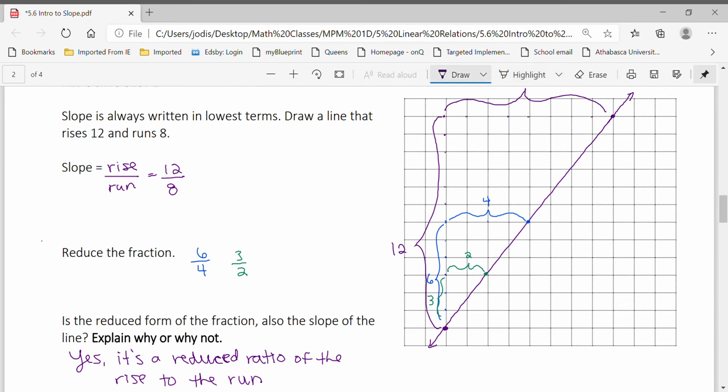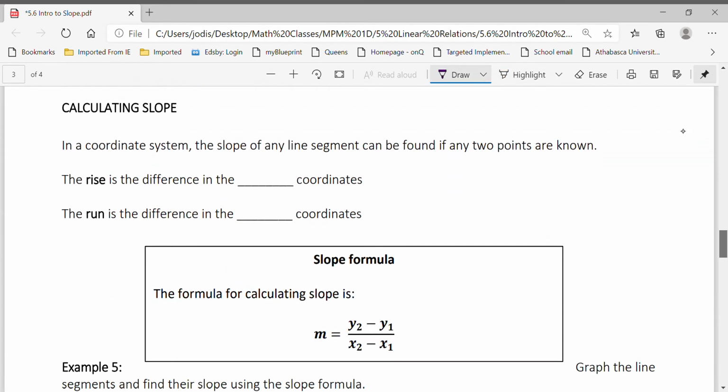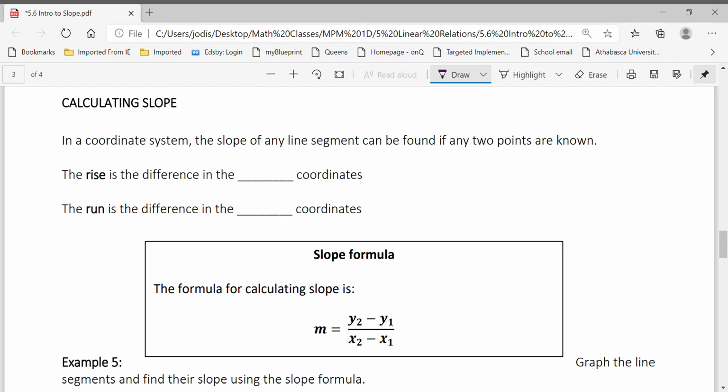Oh, there it goes. Okay, so how do we calculate slope? If we're just given a line, how do we find the slope from the line? If we're given the slope, we could draw a line, but how do we do it the other way? In a coordinate system, the slope of any line segment can be found if any 2 points are known. So as long as we know 2 points on the line, we can figure out what our slope is.